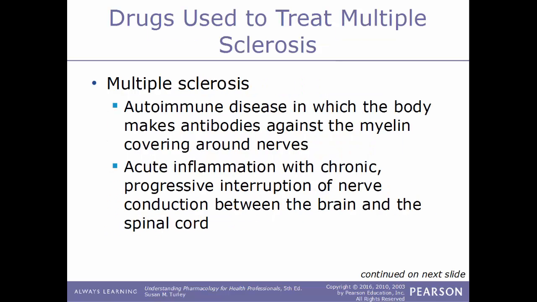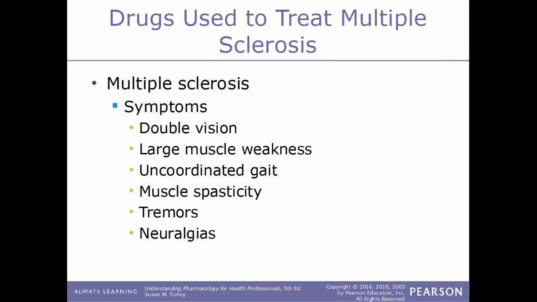Alright, now we'll talk about drugs that are used to treat multiple sclerosis. Now, multiple sclerosis is an autoimmune disease. The body makes antibodies against the myelin covering around nerves. This results in acute inflammation with chronic progressive interruption of nerve conduction between the brain and the spinal cord. Some common symptoms of multiple sclerosis include double vision, large muscle weakness, an uncoordinated gait, muscle spasticity, tremors, and neuralgias.